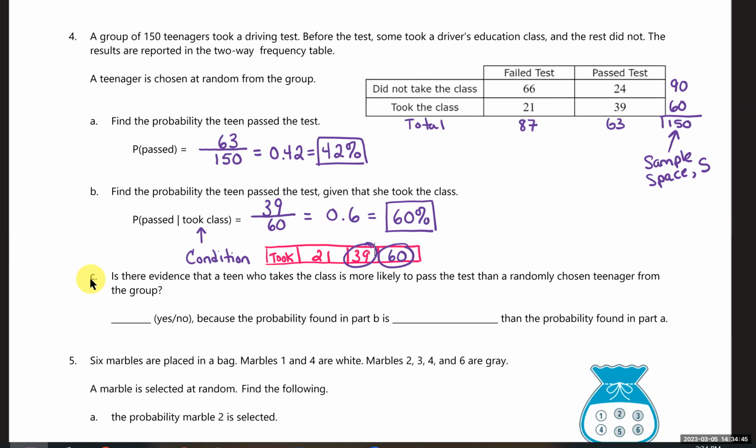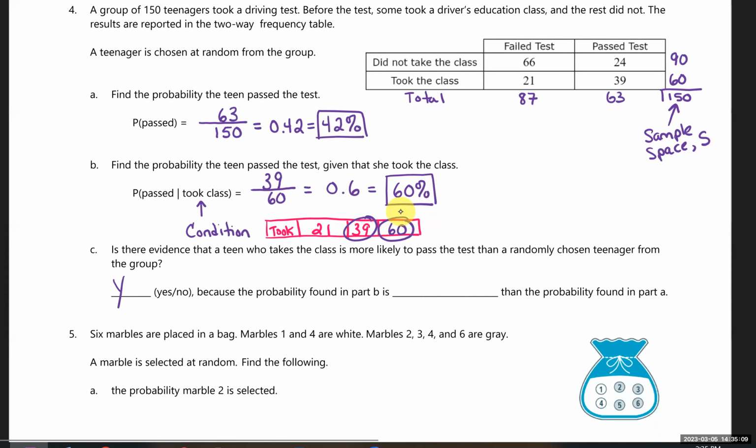This is a bit subjective, but I think this is a big enough jump for me to say taking the class appears to be helpful. If it had gone up, instead of to 60%, to maybe 43% or 44%, I wouldn't think it's a dramatic difference. But when it gets to be, I don't know, between 10 and 20%, I would definitely go with yes. A little subjective, use your judgment, but I'm going to say yes. I do think taking the class helped you more likely pass the test because my answer in part B is higher than my answer in part A.